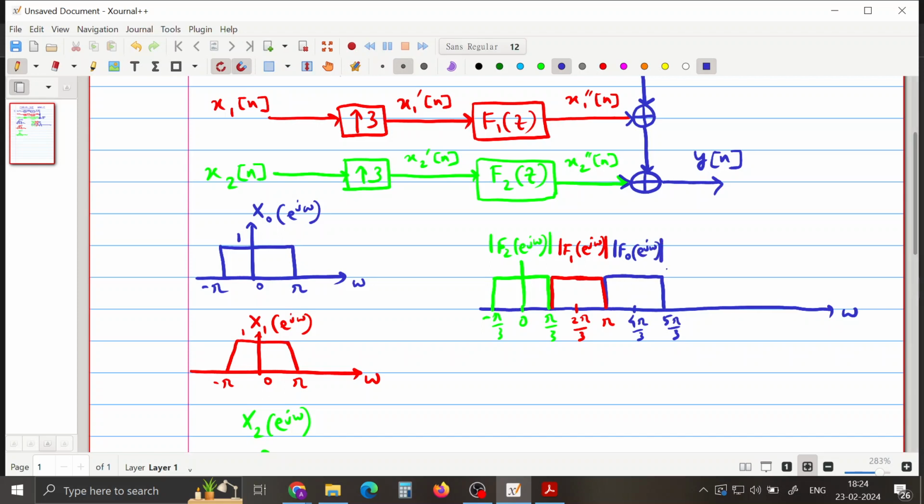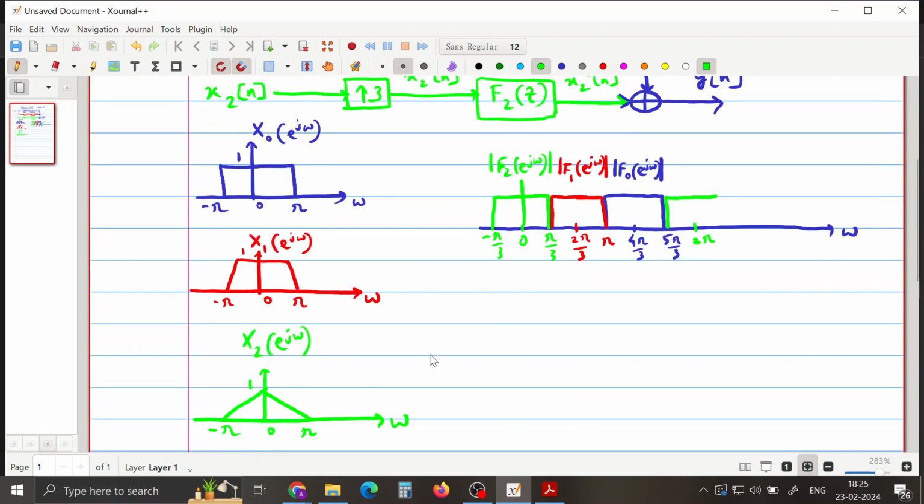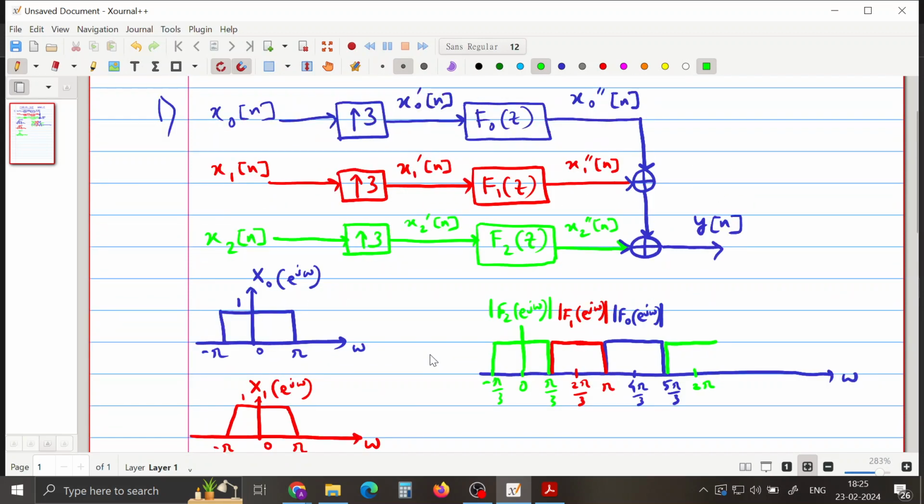Correct? And then it again repeats. After this we will have f2 arriving again, because they are 2 pi periodic, right? So f2 will again follow like this, and this center would be at 2 pi because it will repeat after 2 pi. So this is how the spectrums look like for the filters. I hope you are with me fine till now. Okay, now we will go step by step from left to right.